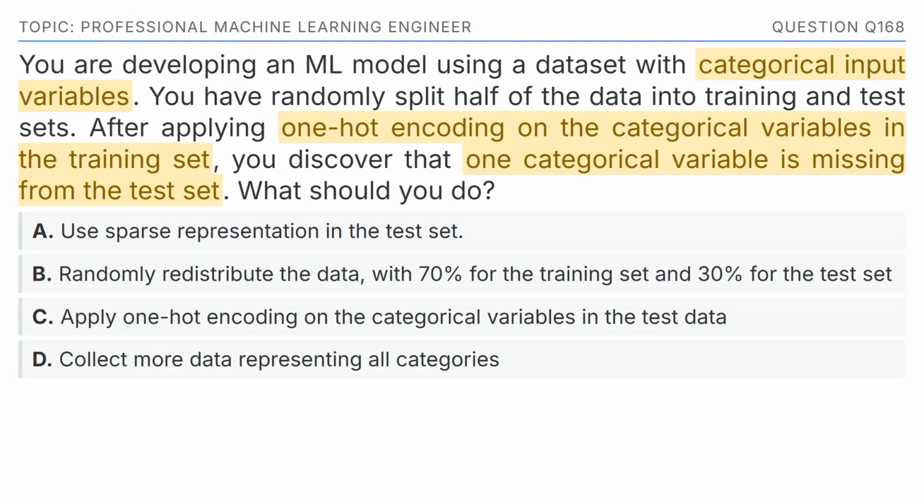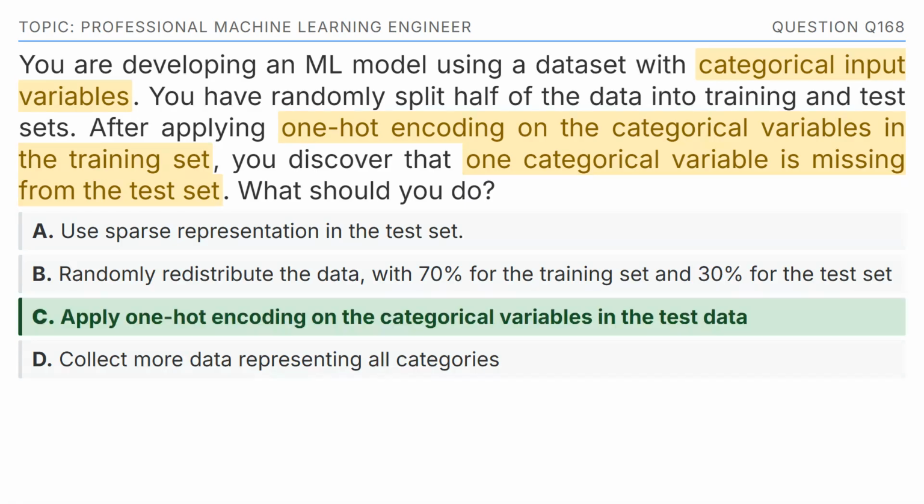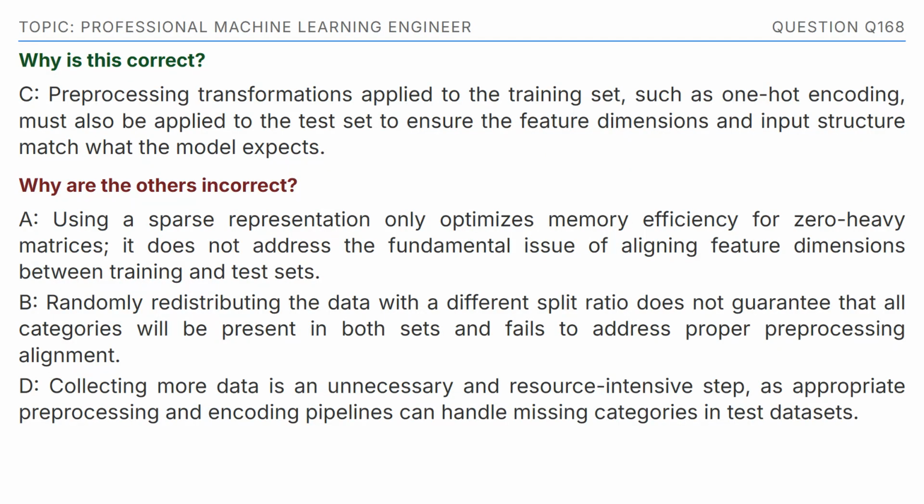To arrive at the correct answer, we focus on the keywords: categorical input variables, one-hot encoding on the categorical variables in the training set, one categorical variable is missing from the test set. Correct answer is option C, apply one-hot encoding on the categorical variables in the test data. Why is this correct? C.